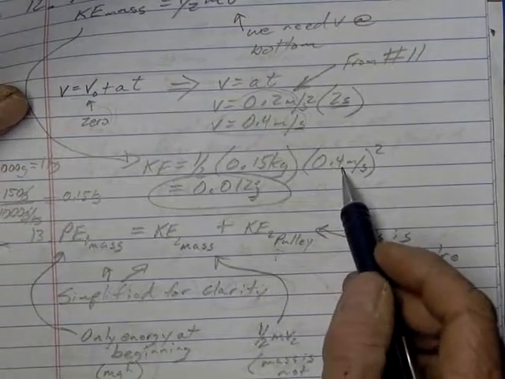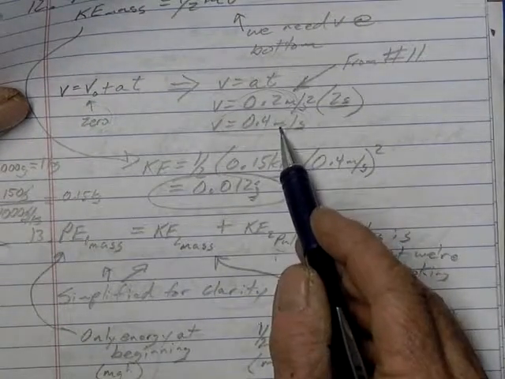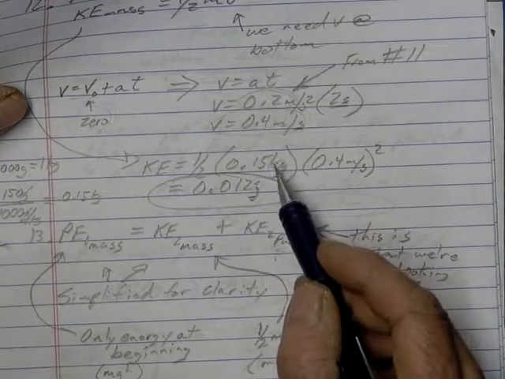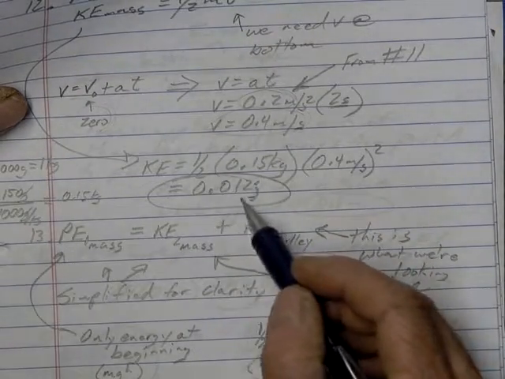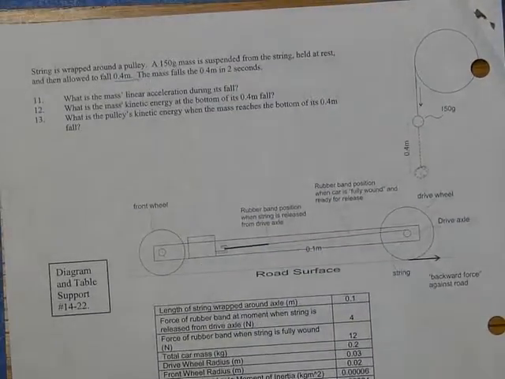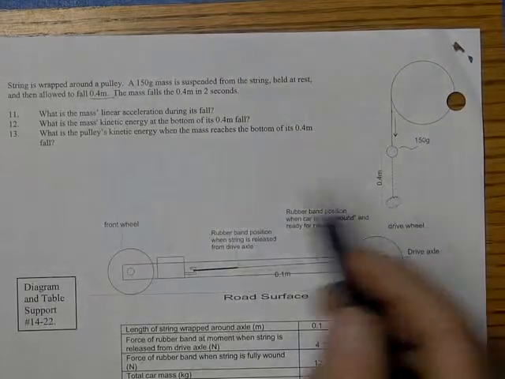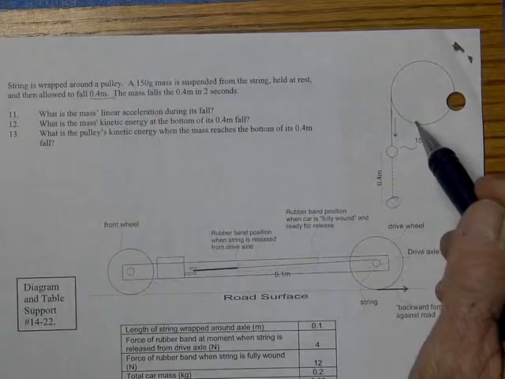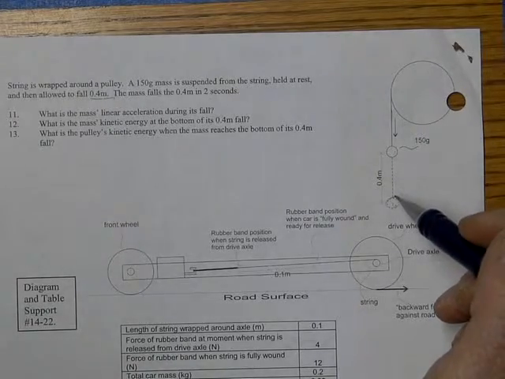So there's the velocity at the end. Got to use the final velocity, square it. When you square this, and then multiply it by this, and then multiply it by half, you get 0.012 joules. For number 13, this is the tricky one. The pulley. What is the pulley's kinetic energy when the mass reaches the bottom of its 0.4 meter fall?